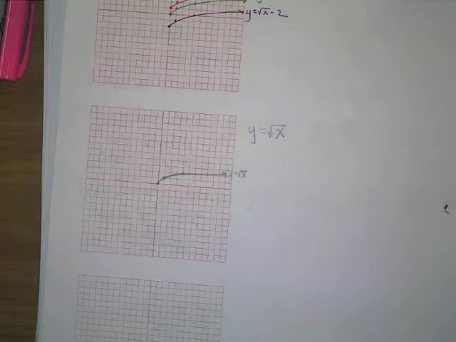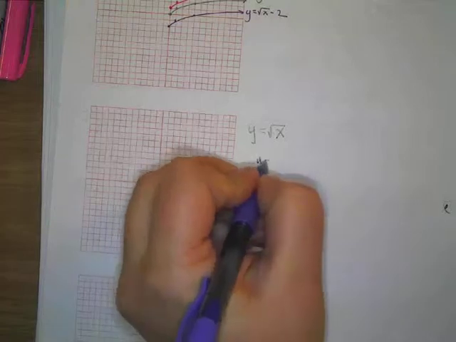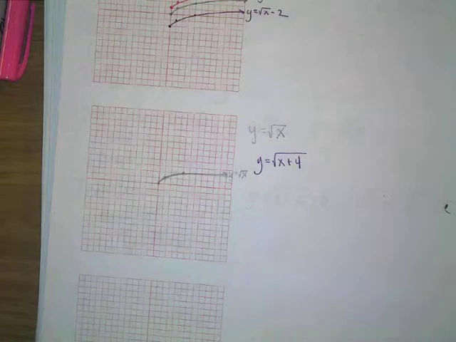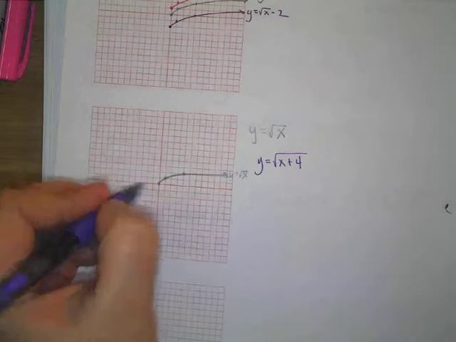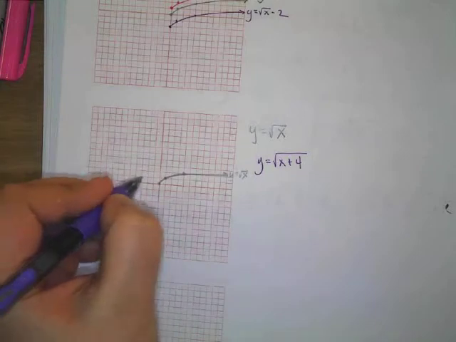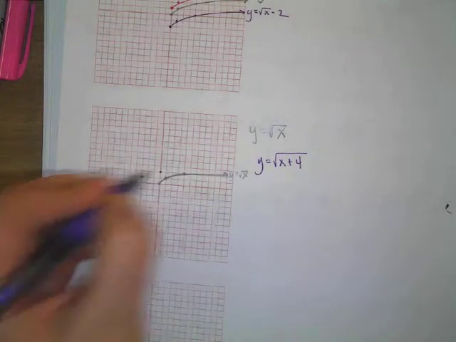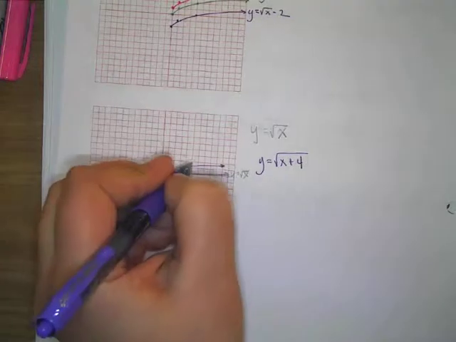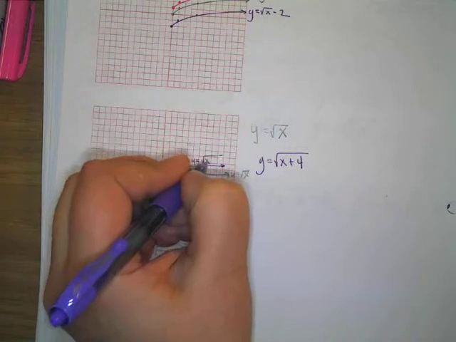So, what we're going to graph, this one, okay, it's on the inside, so what is it? +4. It's horizontal, and it's always the backwards of what you think, so we're going to go minus horizontal, so go backwards, 1, 2, 3, 4. So when it's on the inside, it's horizontal, left or right. And backwards of what you think.